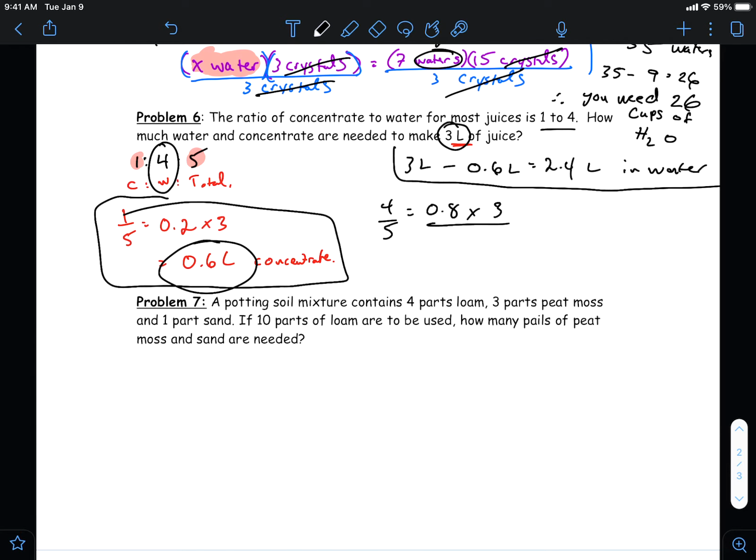Okay, that means, I think we should write a therefore statement. Therefore, 0.6 liters of concentrate and 2.4 liters of water is needed. Okay, does anybody have any questions there?